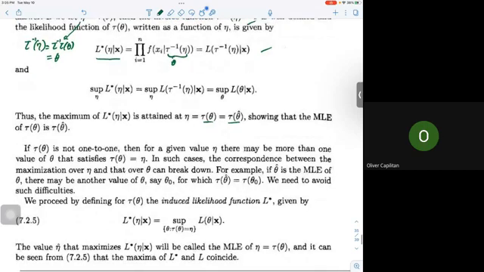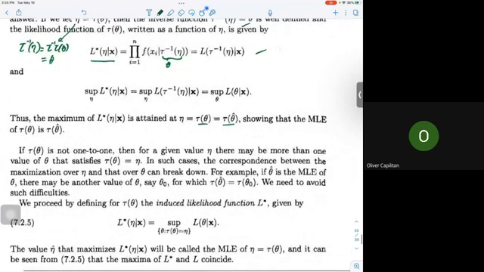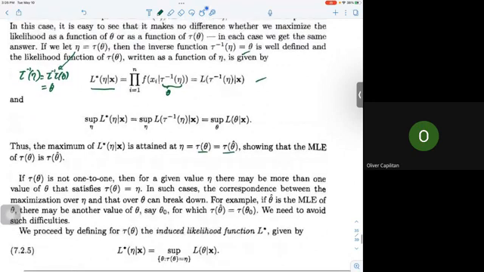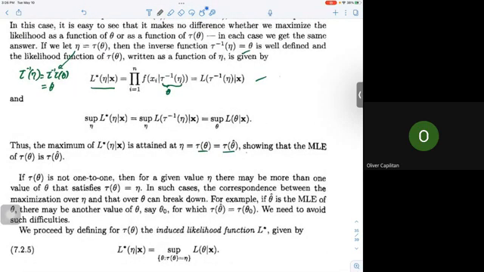But if tau is not 1 to 1, then for a given value eta, there may be more than one value of theta that satisfies tau of theta equal to eta. Meaning to say it is many to 1. So if this is our parameter space, we have theta 1 there, theta 2, in which their image is just one.